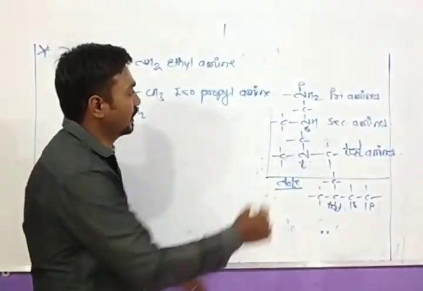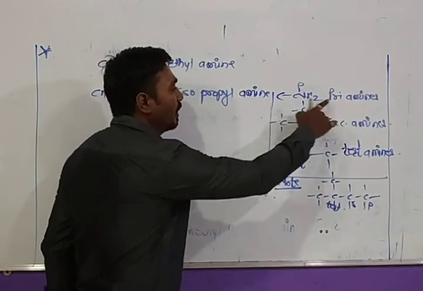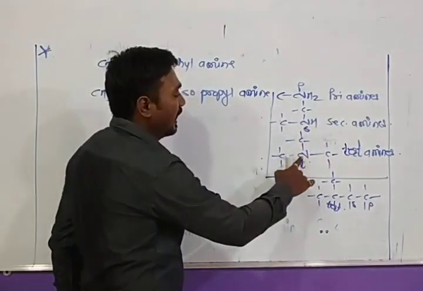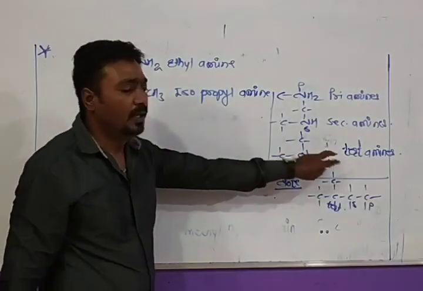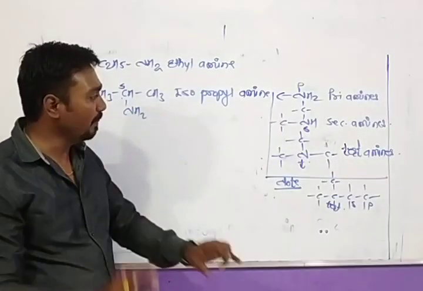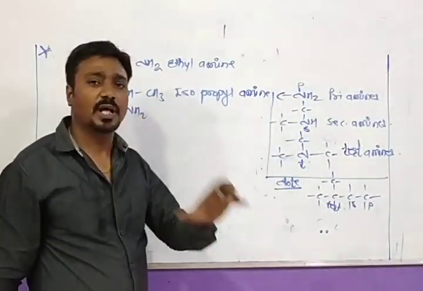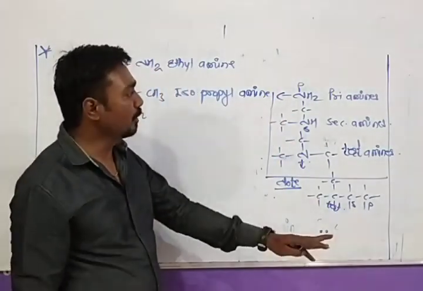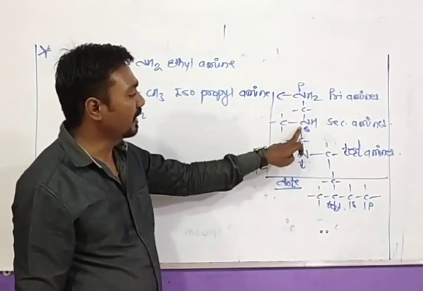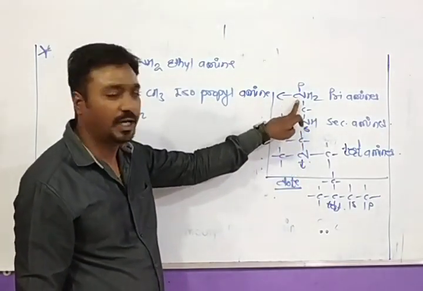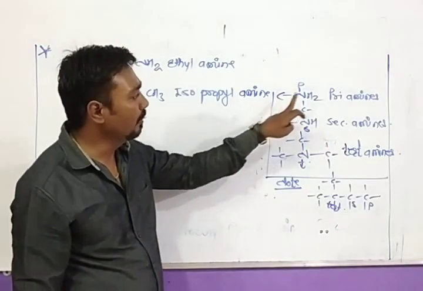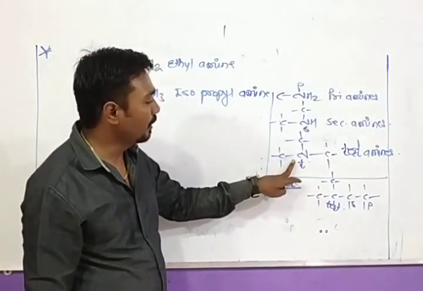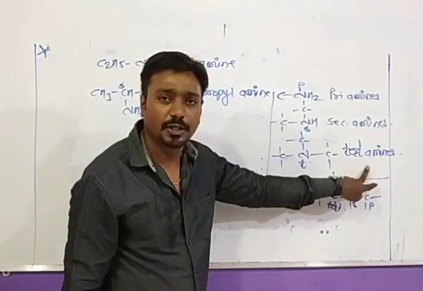From this notation, if nitrogen is attached to one carbon, the amine will be primary. Nitrogen attached to two carbon atoms, the amine will be secondary. And if nitrogen is attached to three carbon atoms, the amine will be a tertiary amine. Remember that except amines, all other compounds are classified as primary, secondary and tertiary on the basis of the carbon atom. And only in the case of amines, the classification primary, secondary and tertiary is according to the nitrogen atom.